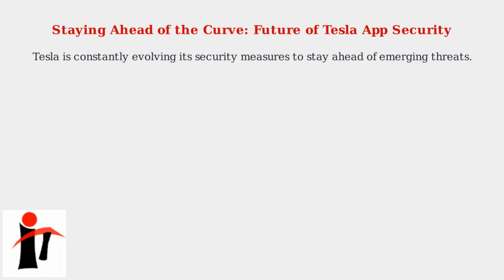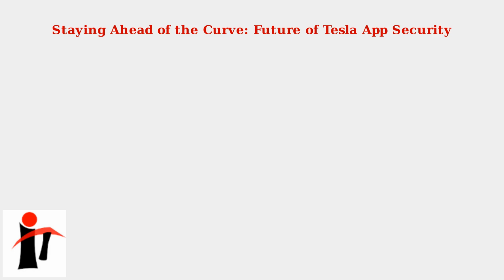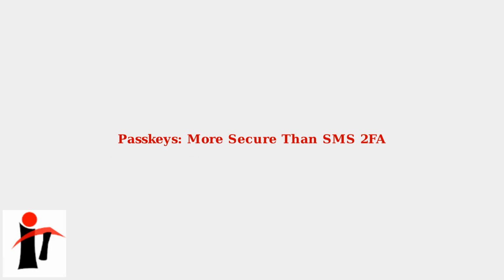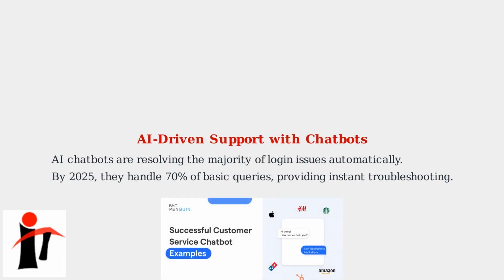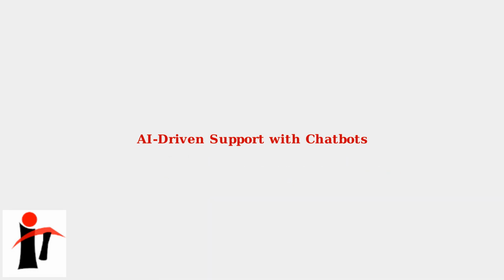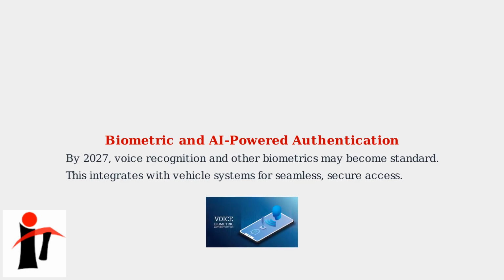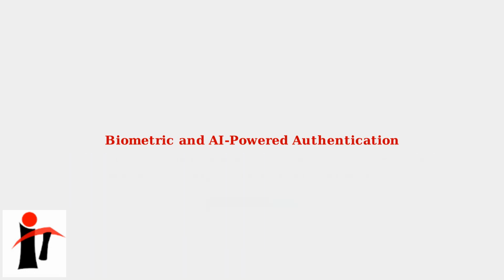Tesla is constantly evolving its security measures to stay ahead of emerging threats. Expect a shift towards more secure authentication methods like passkeys, reducing the risks of SMS-based 2FA exploits. Passkeys use device-based cryptographic keys for stronger protection. AI-driven support is also on the rise, with chatbots resolving a majority of login issues. These intelligent assistants provide instant help for common problems. By 2027, biometric and AI-powered authentication, such as voice recognition, may become standard. This technology integrates seamlessly with your Tesla vehicle for enhanced security.